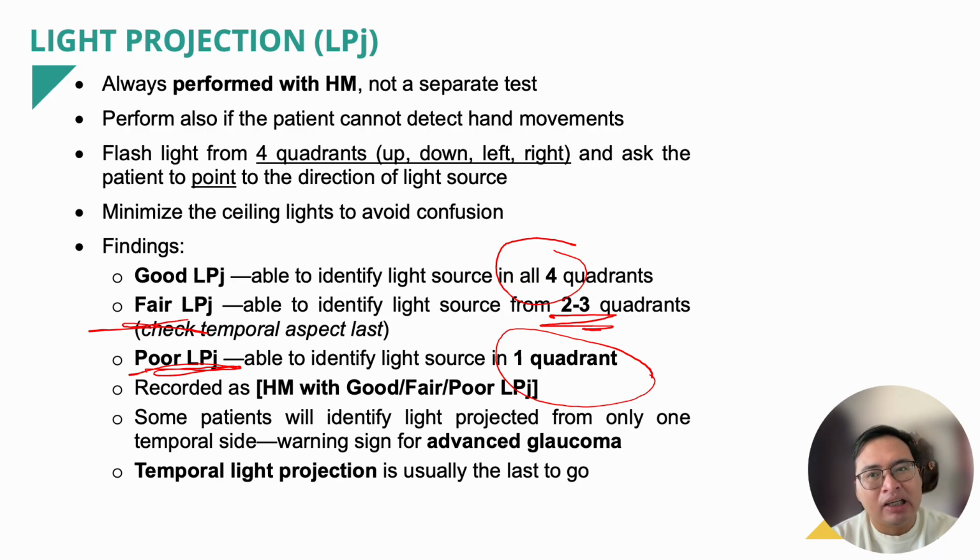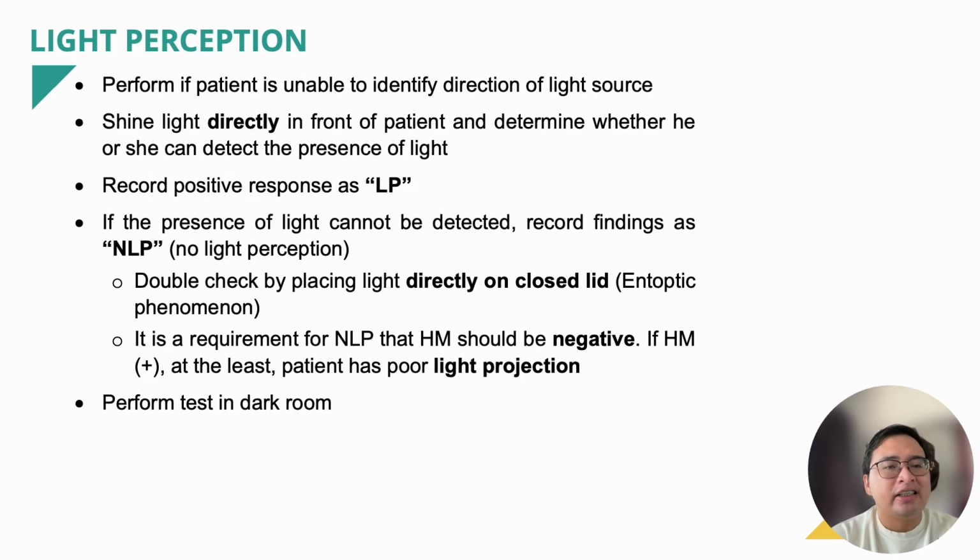And lastly, if the patient is still unable to identify the direction of the light source in light projection, we're going to proceed to light perception. So how is it done? Okay? You shine the light directly in front of the patient and determine whether they could detect the presence of light. So tanong mo lang, may nakita po ba kayong liwanag o wala? Okay? So if it's positive, then it's called LP. If there's no light perception, it's just NLP. Okay?